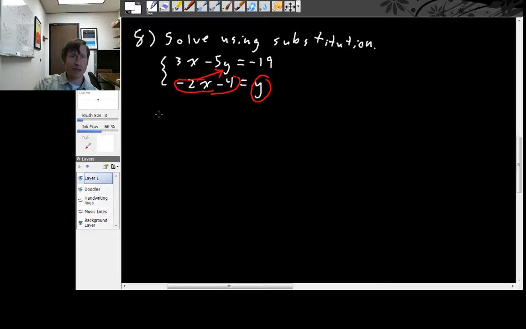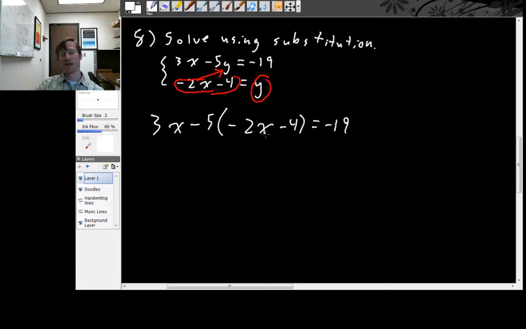All right, so when we do that, we get 3x minus 5 times y, but remember y is minus 2x minus 4, equals negative 19. Now we have an equation with only one variable, so we can go ahead and solve this equation for x. To do that, we're going to start by distributing this negative 5 here, so 3x minus 5 times negative 2 is positive 10, so plus 10x. Okay, and then negative 5 times negative 4 is plus 20 equals negative 19.